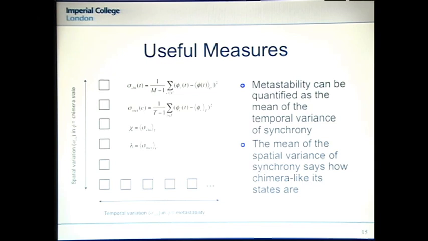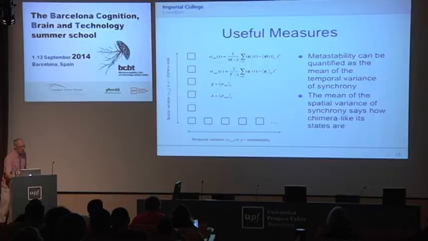Okay, so I just want to show you a couple of useful measures, statistically very straightforward, that we can use to quantify the metastability and to quantify how chimera-like a state is. I don't need to go into that in too much detail. You can kind of take my word for it.